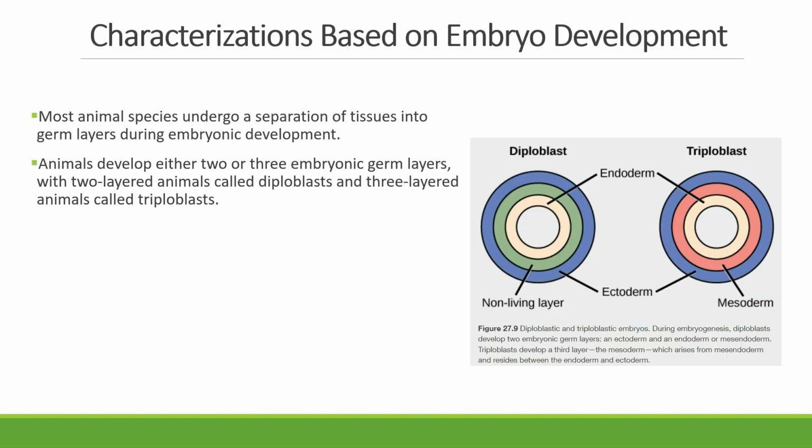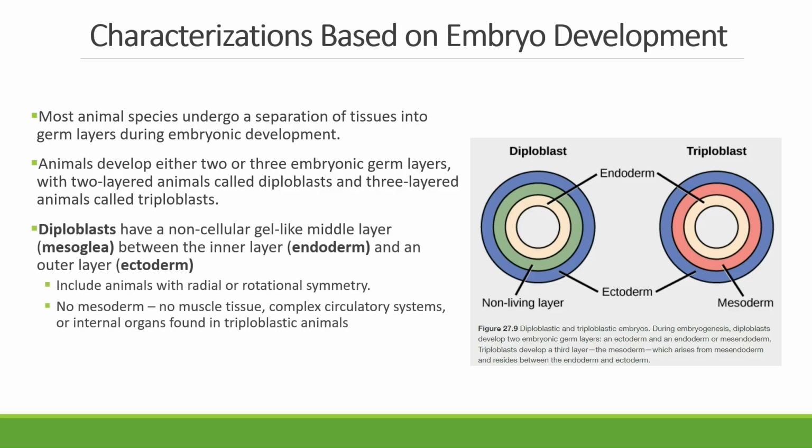To understand why diploblastic organization matters, let's recall the embryonic process we covered in the first presentation on animals. During development, most animals separate their cells into germ layers. Diploblastic animals, like cnidarians, form only two layers, an outer ectoderm and an inner endoderm. Between them lies a non-living jelly-like layer called the mesoglea. There is no true mesoderm.